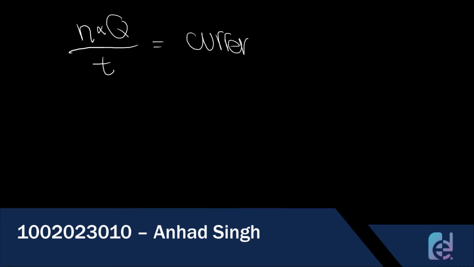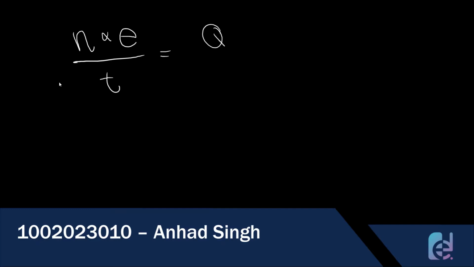I'll go to the next page here. So what that means is that you can have n, which is the number of electrons, times the charge on one electron. You can call that q, divided by t. And so that also gives us current. So you have the number of electrons into the charge on one electron divided by time, which is the same thing as the total amount of charge upon time, and that's current.